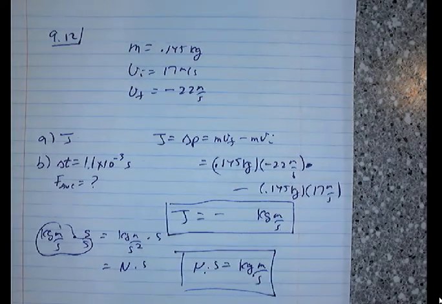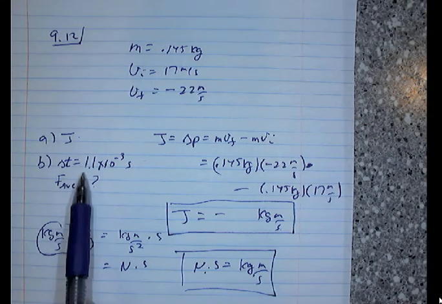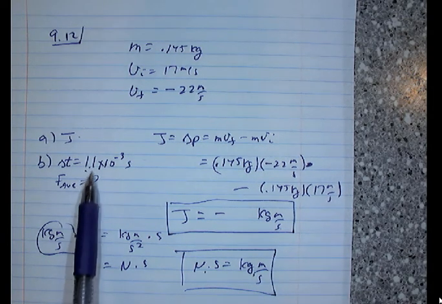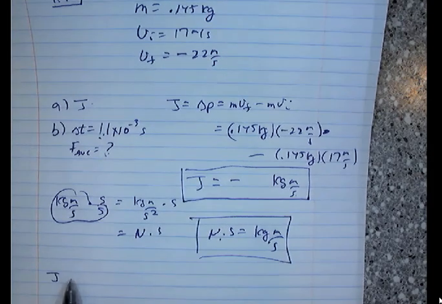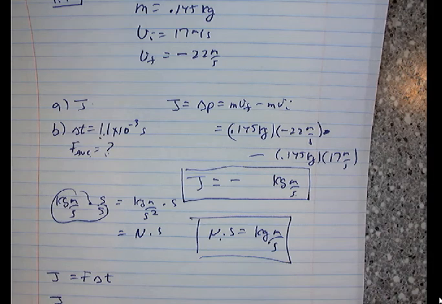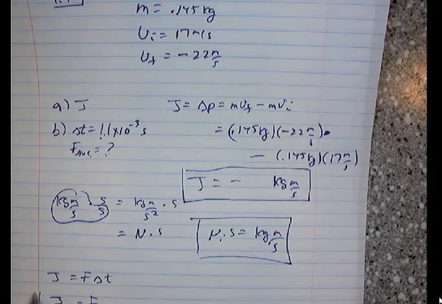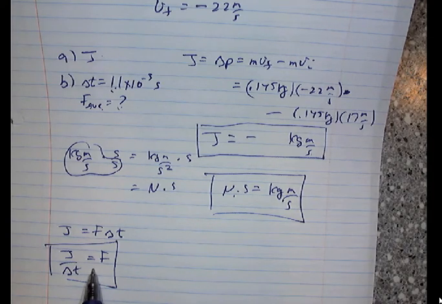And then part B is similar to what we've already done. Now that you know the impulse and you know the time, you can get the average force. Remember the impulse, which now you have from part A, is force times time. So if you're looking for the force, which we are, the average force, impulse divided by time will give you the average force. And again, we're just looking for the magnitude of this.